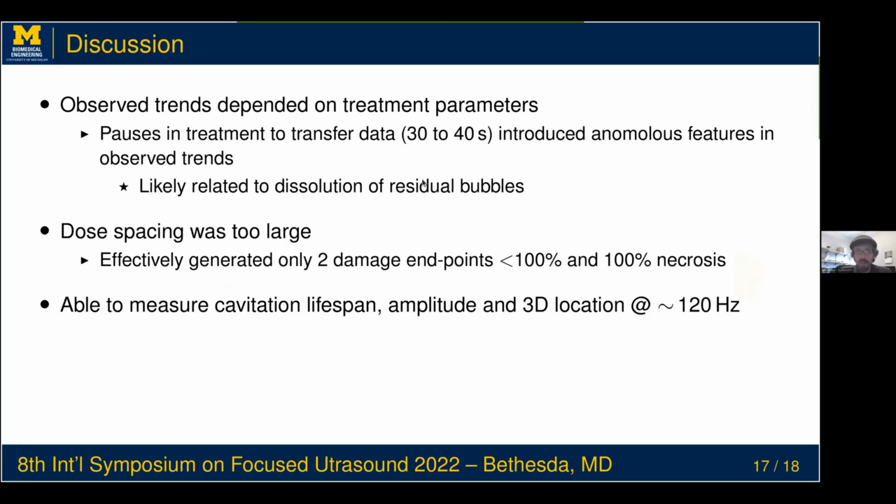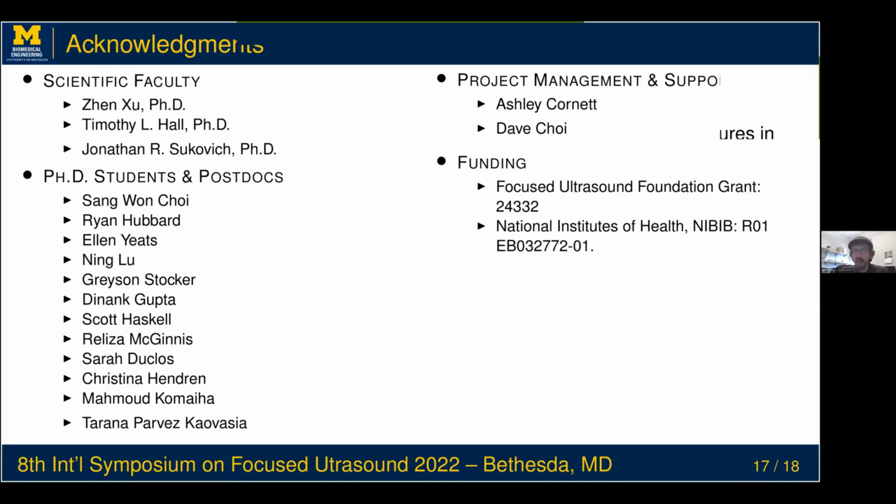We've observed that the trends depend on treatment parameters. We saw those jagged lines, which are likely due to residual bubbles that don't have time to dissolve between pauses in treatment. Another limitation of this study was that the dose spacing was too large, so we only effectively generated 2 damage endpoints. We aren't able to quantify what the level of damage is necessarily, except for 100%. And with that, I would like to acknowledge everybody and thank you for listening.